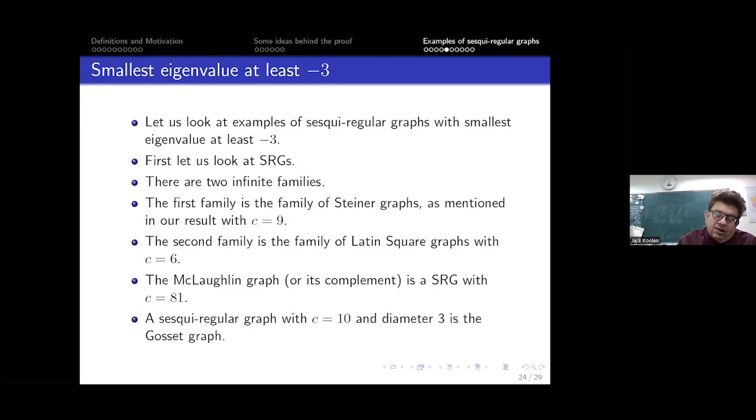An example of a sesqui-regular graph with c is 10 and diameter 3 is the Gosset graph, and for the Johnson graph J(n,3) we get diameter 3 graphs with lambda is minus 3 and c is 4.